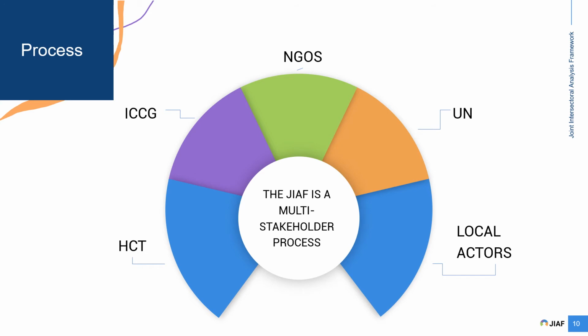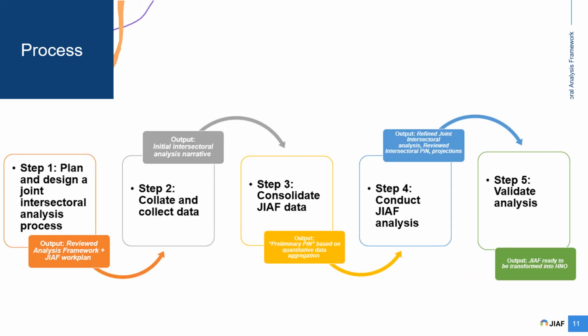Now, commonly, the JIAF process is embedded in an HPC, a humanitarian program cycle process, and integrated into the key steps for developing an HNO, the Humanitarian Needs Overview. The JIAF basically proposes 5 key steps for the process.